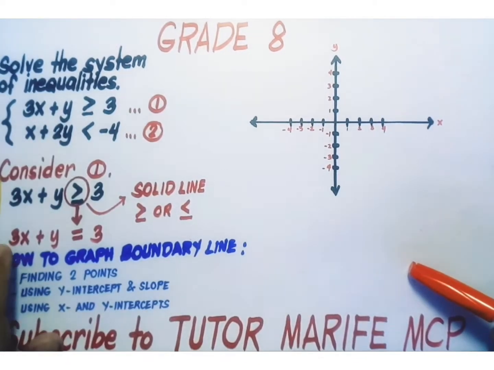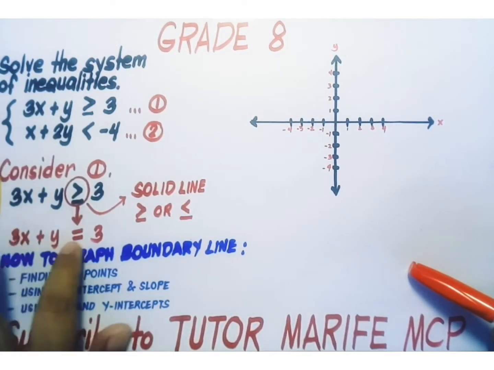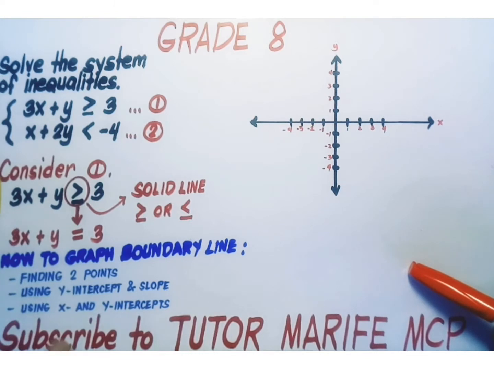So how do we graph our boundary line 3x plus y equals 3? We can use any of the three basic methods in graphing a linear equation in two variables. The first method is by finding 2 points. How do we find 2 points? We can choose any values of x, then solve for the corresponding values of y. We plot the 2 points, then draw a line passing through the points.